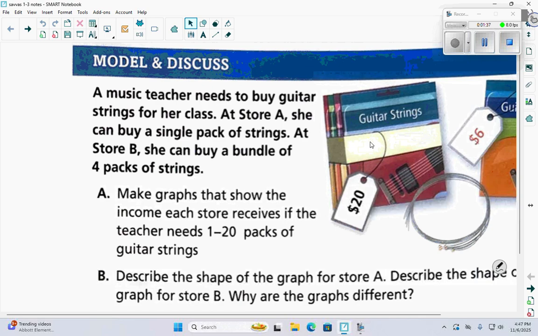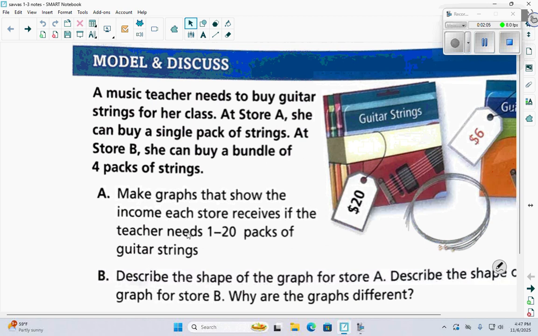Okay, so this one right here, which is from store B, sells bundles of 4. So you would buy a bundle of 4, then your next 4, then your next 4, all the way up until you get to 20. So 20 is going to be one of your numbers on your x-axis, going from 1 to 20, and then the y-axis would be your income, or price of how much it costs.